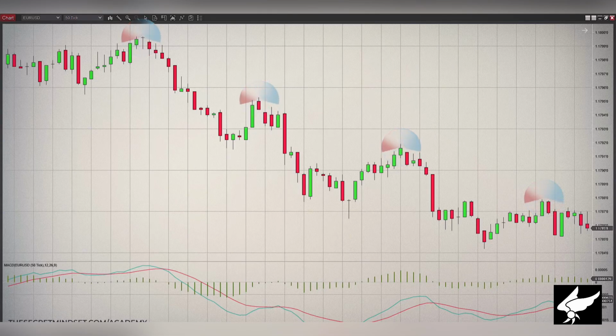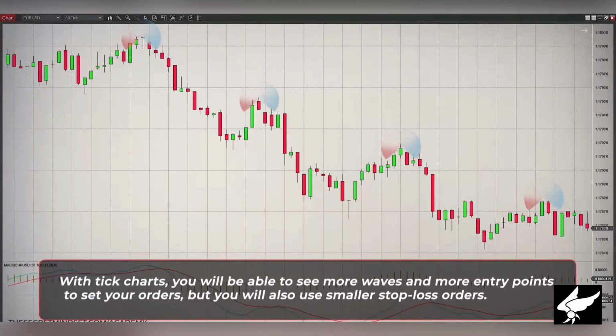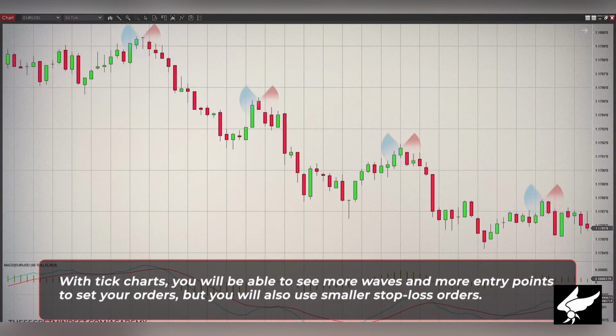By using a time-based chart, you can place orders taking into account only 1 or 2 bars. Basically, when using time-based charts, you use slightly higher stop-loss orders based on the swings on the respective chart. With tick charts, not only will you be able to see more waves and more entry points to set your orders, but you will also use smaller stop-loss orders.